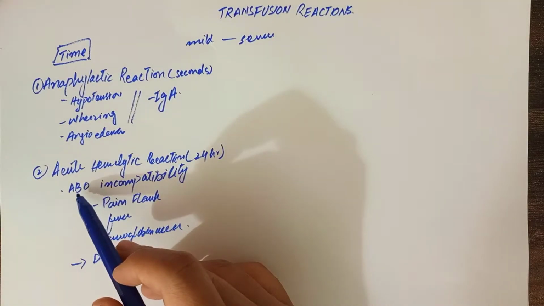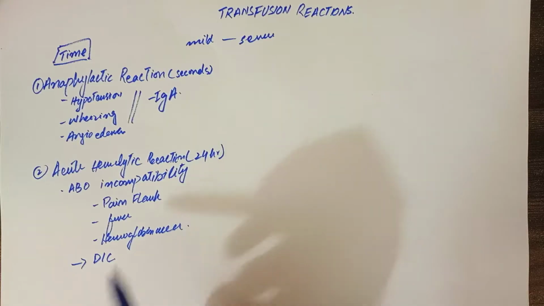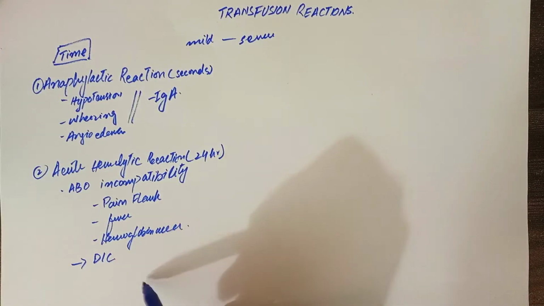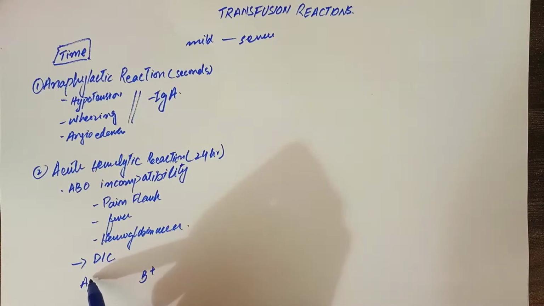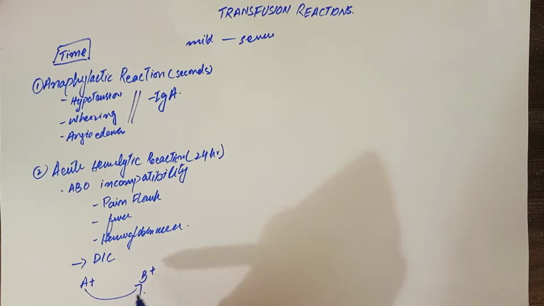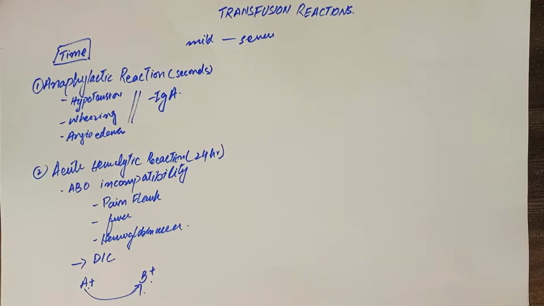What does this ABO incompatibility mean? This means that if a patient whose blood group is B positive receives blood from a person whose group is A positive, the immunoglobulins present in the recipient's blood will attack the red blood cells of the donor's blood, and this will lead to hemolysis of red blood cells and acute hemolytic reaction.